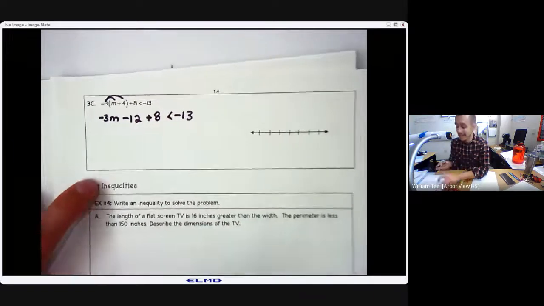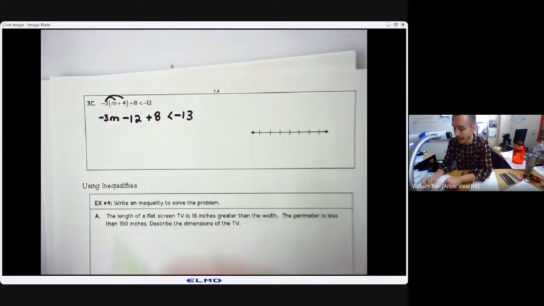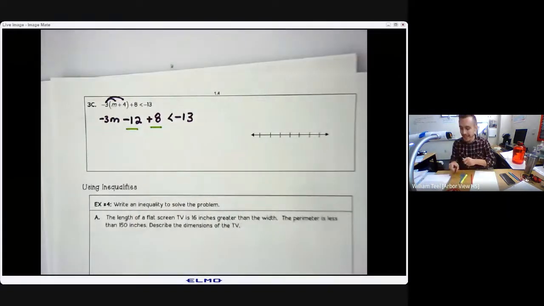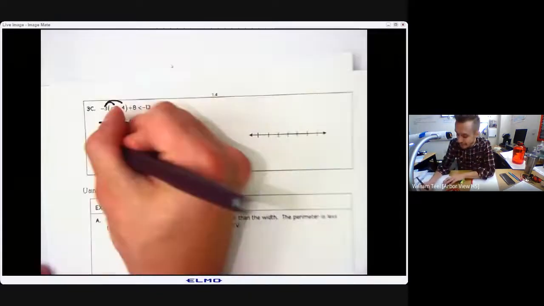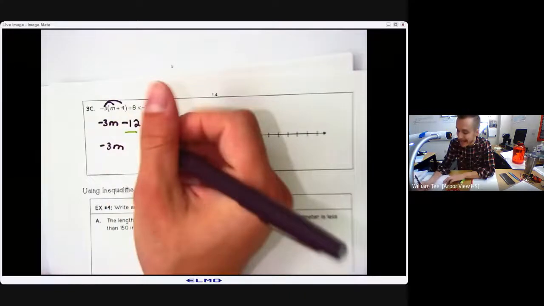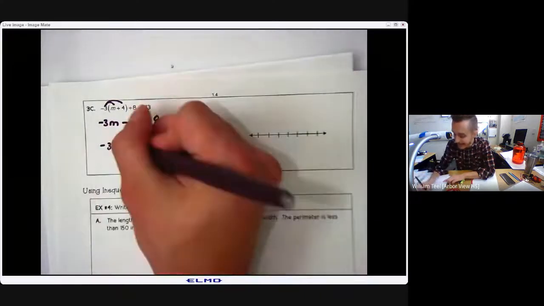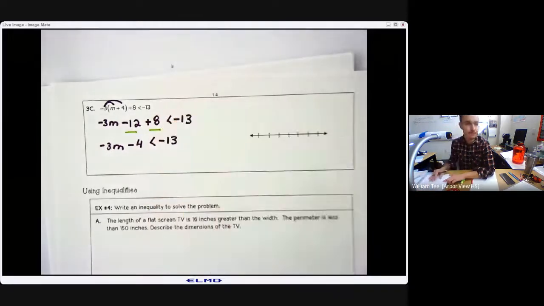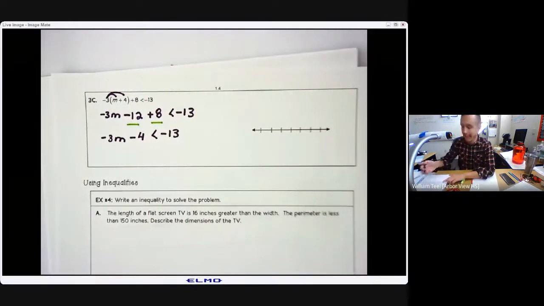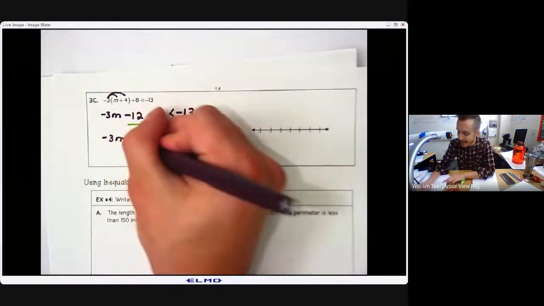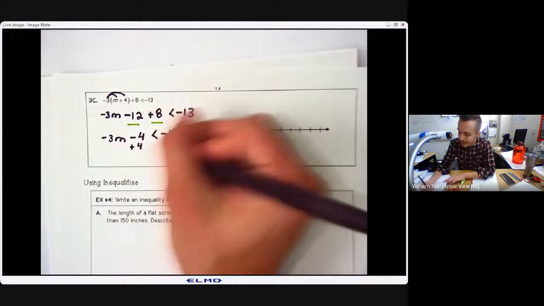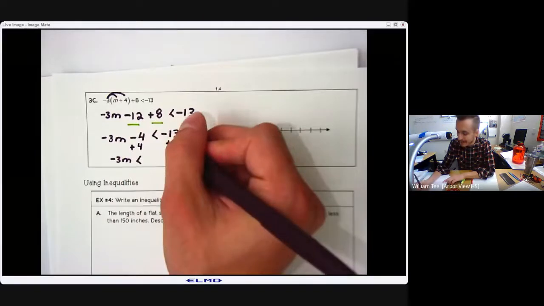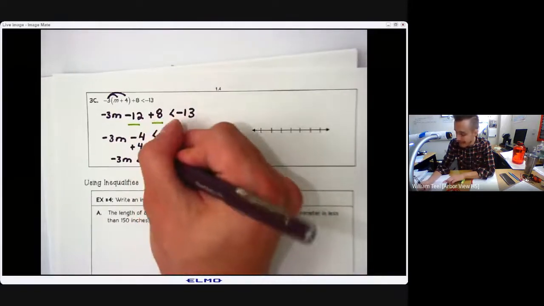All right, I have some like terms here, just like we did before. I have -12 and +8. I can combine those into one single term. This is going to become -3m, -12 plus 8, that is going to be -4, is less than -13. Now I'm going to get m by itself, so I'm going to go ahead and add 4 to both sides. We have -3m is less than -13 plus 4, that's going to be -9.